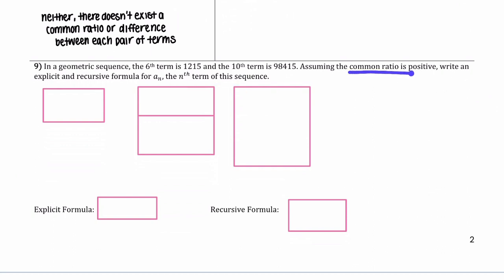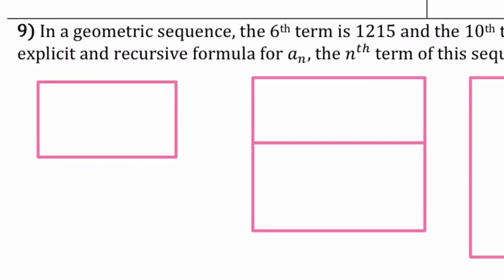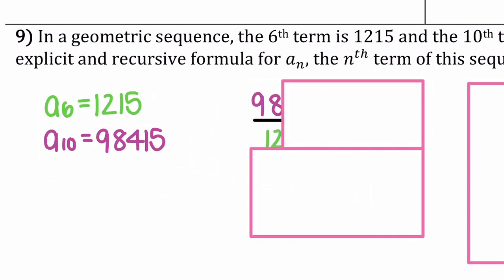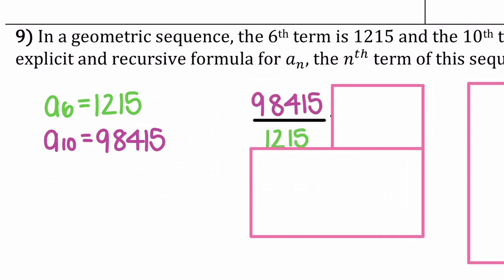So this is kind of weird because they're telling us the common ratio is positive. Now, it wouldn't really make sense until we start doing the problem. So let's start. They tell us that the 6th term and the 10th term are as such. So once again, if there's a geometric sequence, then we know for sure there's a common ratio. So we want to find what is the jump from a sub 6 to a sub 10, and so that would be its quotient.